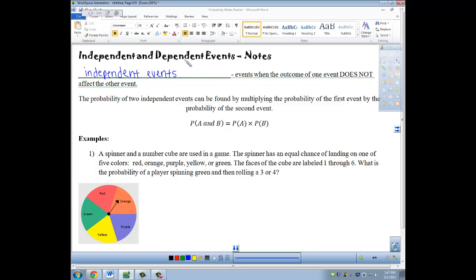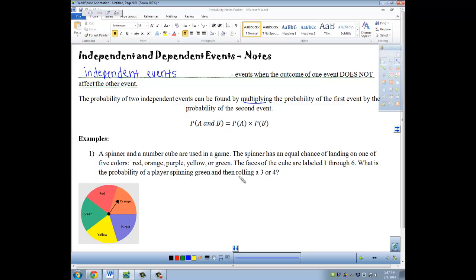The probability of two independent events can be found by multiplying the probability of the first event by the probability of the second event. So if one event does not depend on the other event, we can just multiply them.